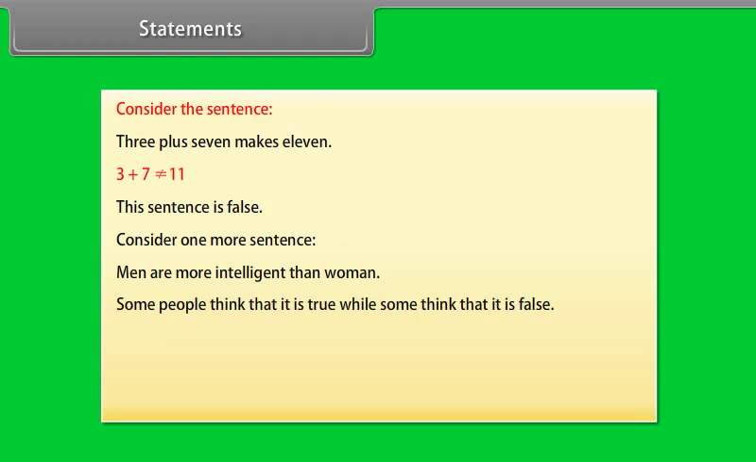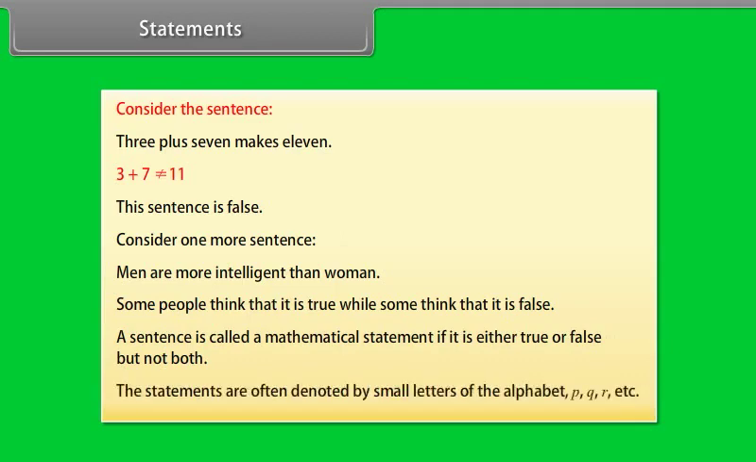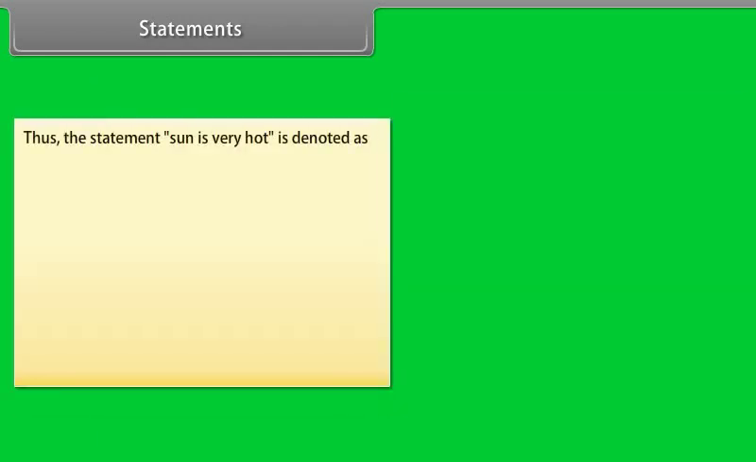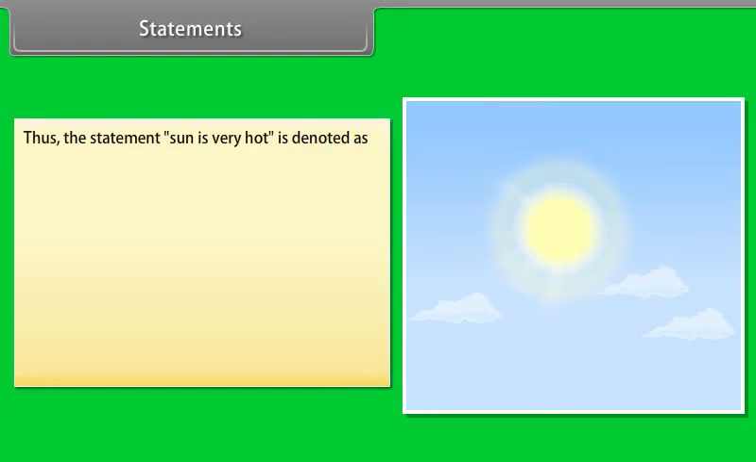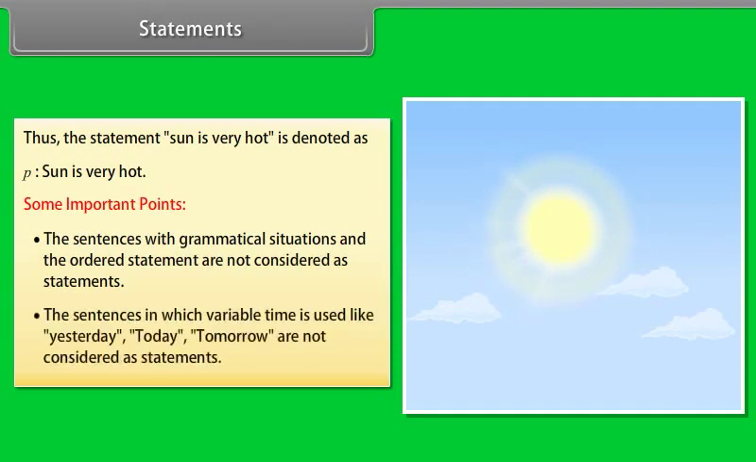Now we define a mathematical statement. A sentence is called a mathematical statement if it is either true or false, but not both. The statements are often denoted by small letters of the alphabet, P, Q, R, etc. Thus, the statement "Sun is very hot" is denoted as P, sun is very hot. Some important points. The sentences with grammatical situations and the ordered statement are not considered as statements. The sentences in which variable time is used, like yesterday, today, tomorrow, are not considered as statements.